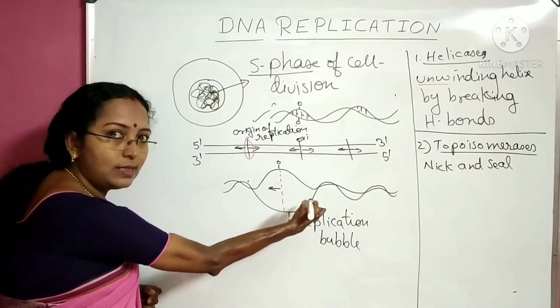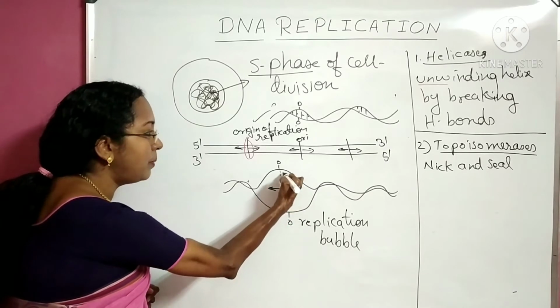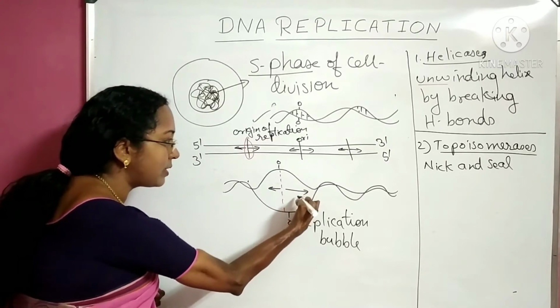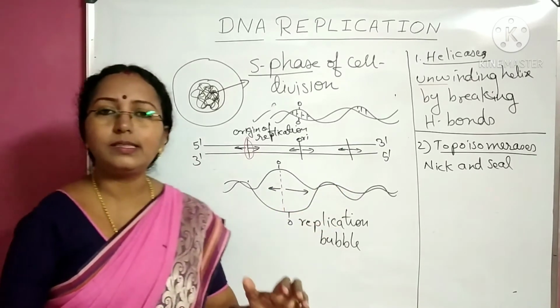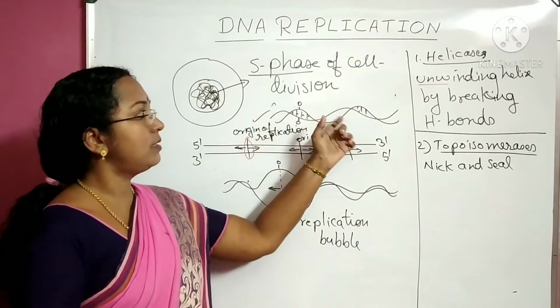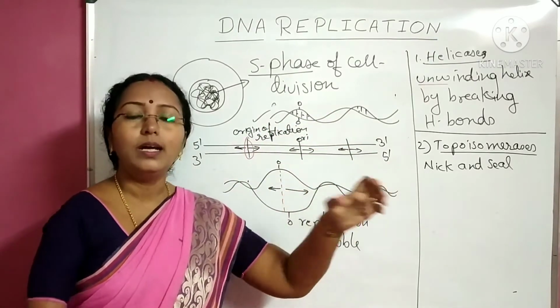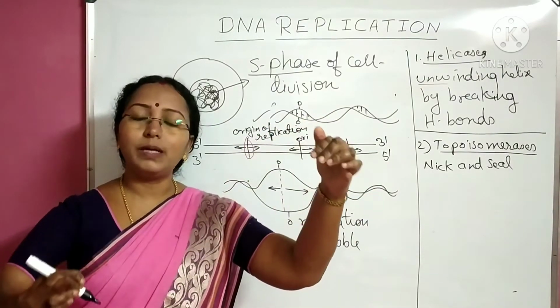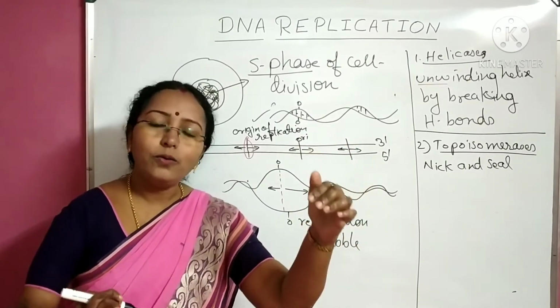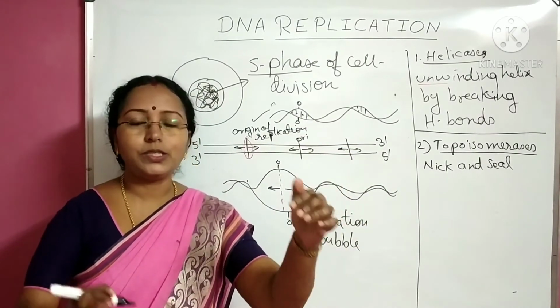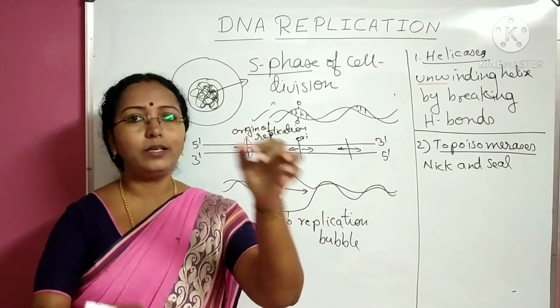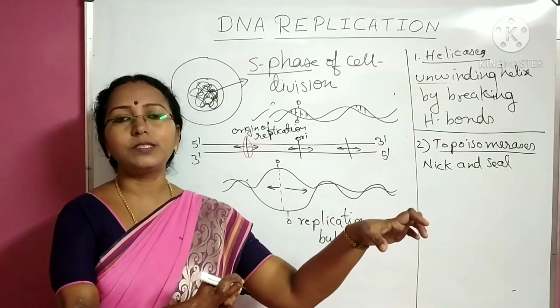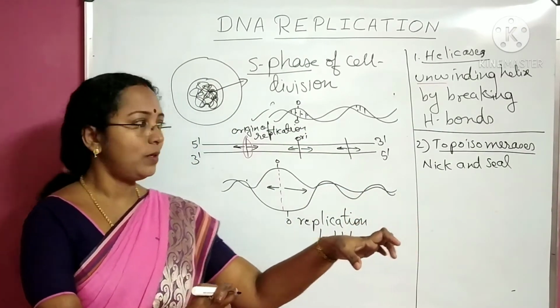And what about the other side? The open end of the bubble is here, towards the other direction, the closed end. So always it is like that. Wherever you can see hydrogen bonds getting broken, in all those places bubbles are getting formed, and always the replication direction will be from the open end of the bubble towards the closed part. It is like that. Okay.